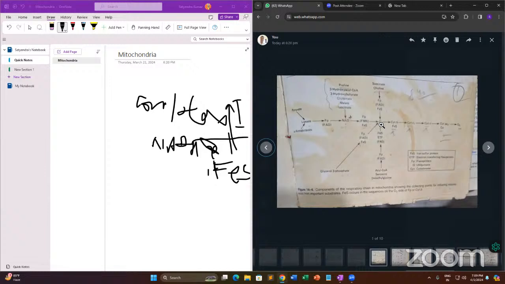And so this one has Q, and complex two accepts electrons from enzymes coupled with succinate dehydrogenase or acyl coenzyme A dehydrogenase. This dehydrogenase has FAD as the cofactor, which accepts the electrons and then directly transfers them to the ubiquinone rather than through complex one.